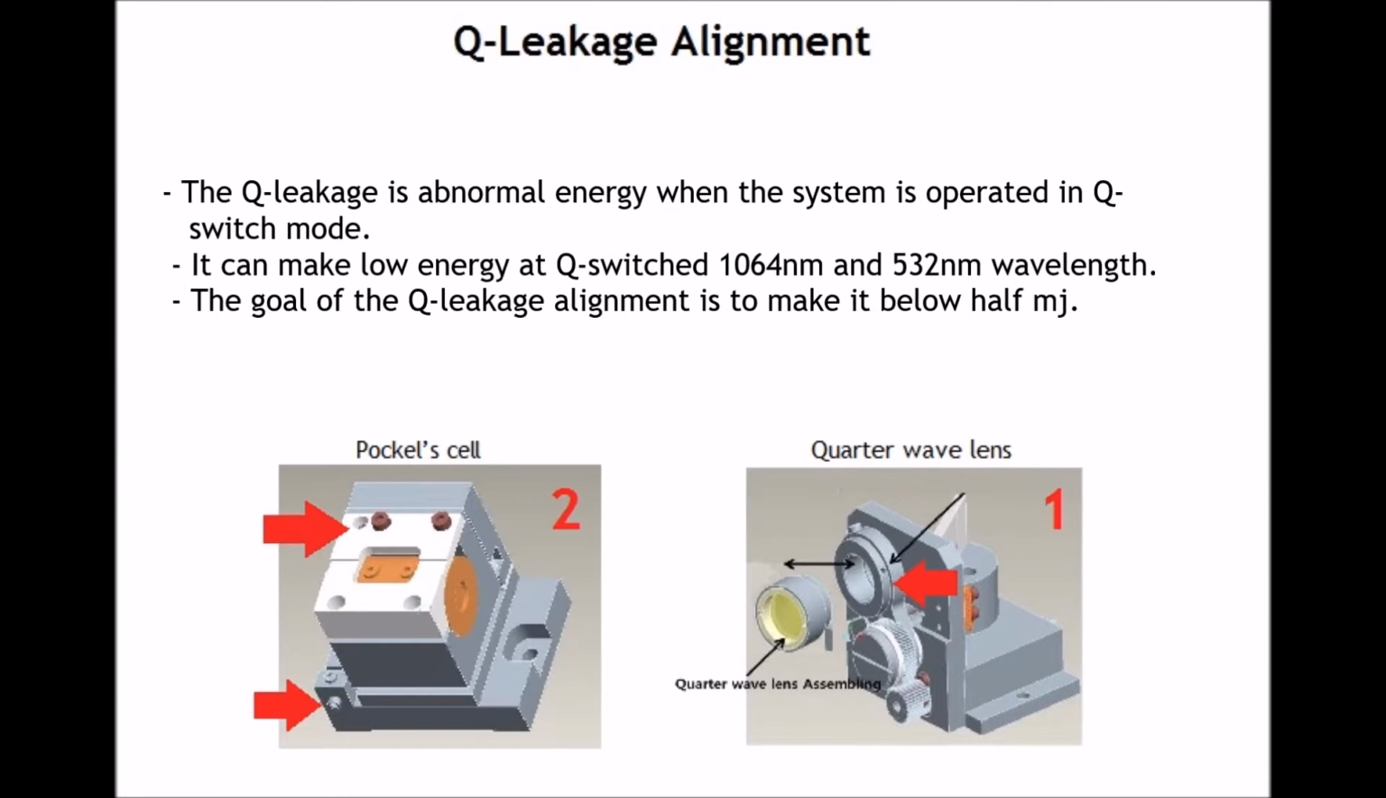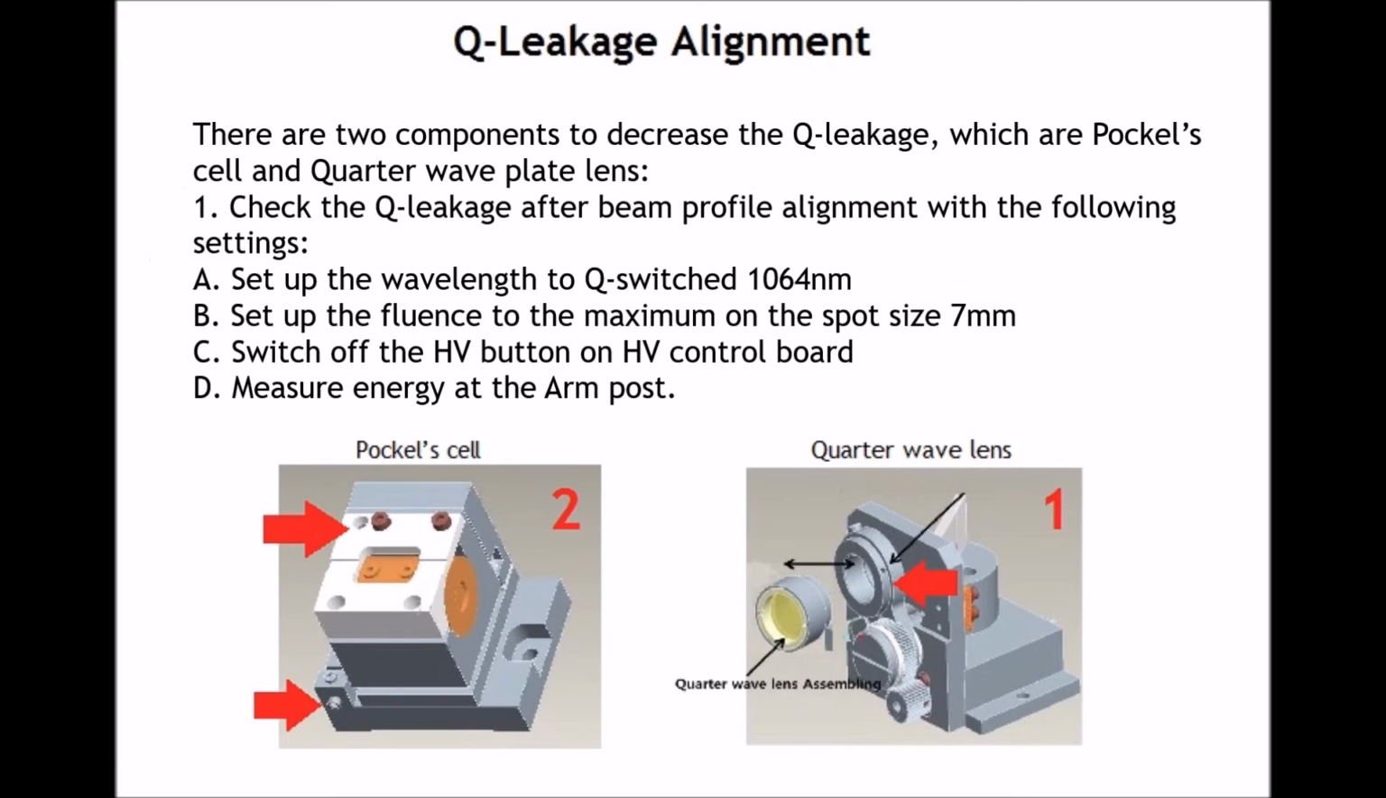Q leakage. The Q leakage is abnormal energy when the system is operated in Q switch mode. It can make low energy at Q switch 1064 nanometer and 532 nanometer wavelength. The goal of the leakage alignment is to make it below half millijoule.